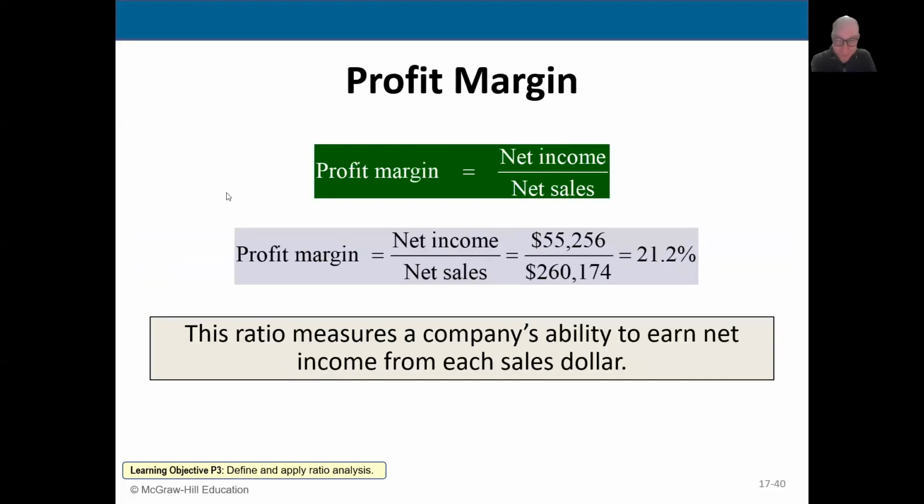Profit margin ratio. Obviously, from net income. Remember, net income is representative of what's left over after all the expenses have been paid. Take net income divided by net sales. That gives you your profit margin. Obviously, the higher the better.